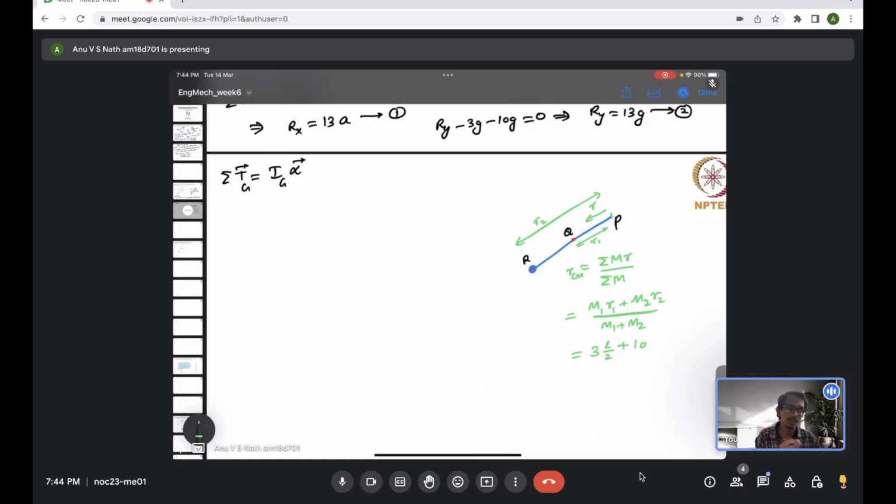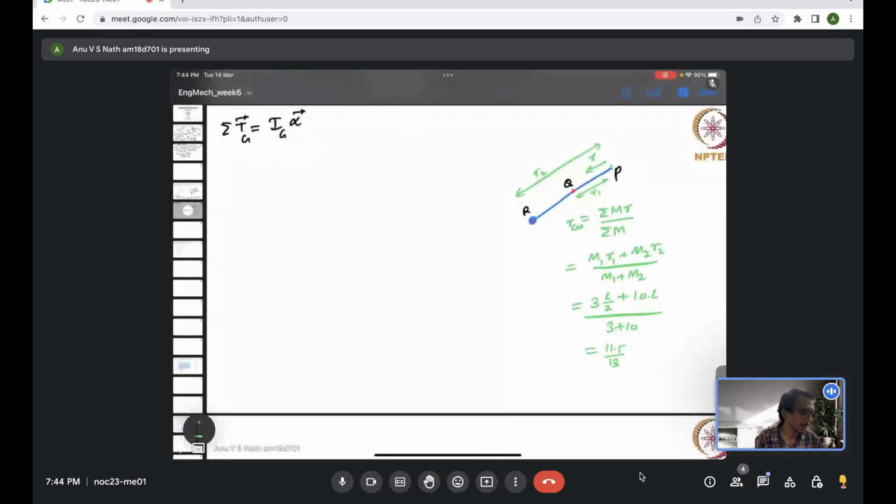So its center of mass is exactly the L distance from the end P, which gives 10 times L, divided by the total mass, which is 3 plus 10. Now you can simplify, and you will get 11.5 by 13 times L. This is our center of mass. Now you can substitute the value of L.